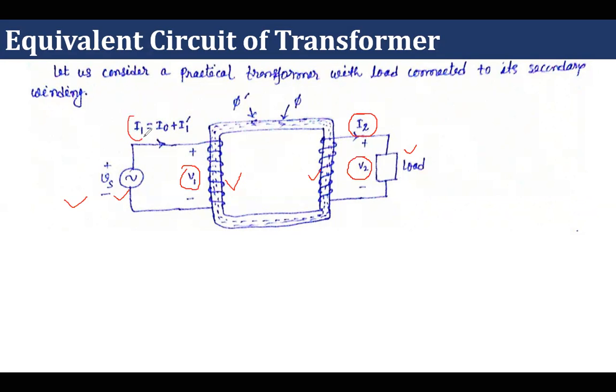There is a primary current also, and this primary current is having two components, I0, which is responsible to set up the flux within the core, and I1 dash, which is the component due to the secondary side current. This flux phi is due to the primary current in the primary coil, and this phi dash is the component due to the current in the secondary coil.